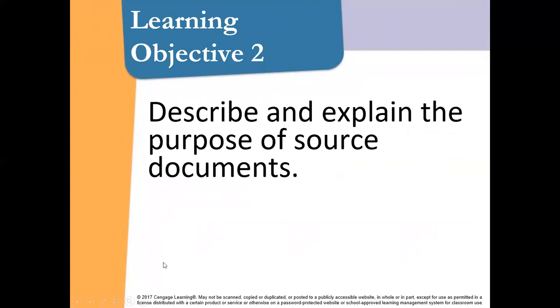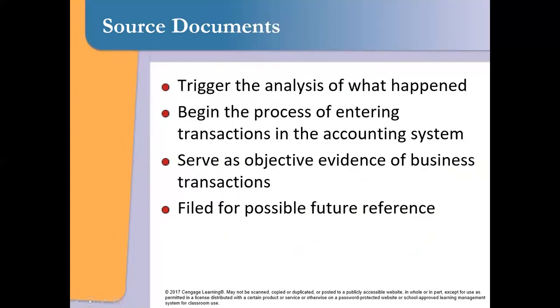All right, so let's talk about source documents. They trigger the analysis of what happened. In other words, they let the accountant know that some transaction has happened that we need to keep track of because it has affected at least 2 of our accounts. And so we want to make sure that we have a record of that.